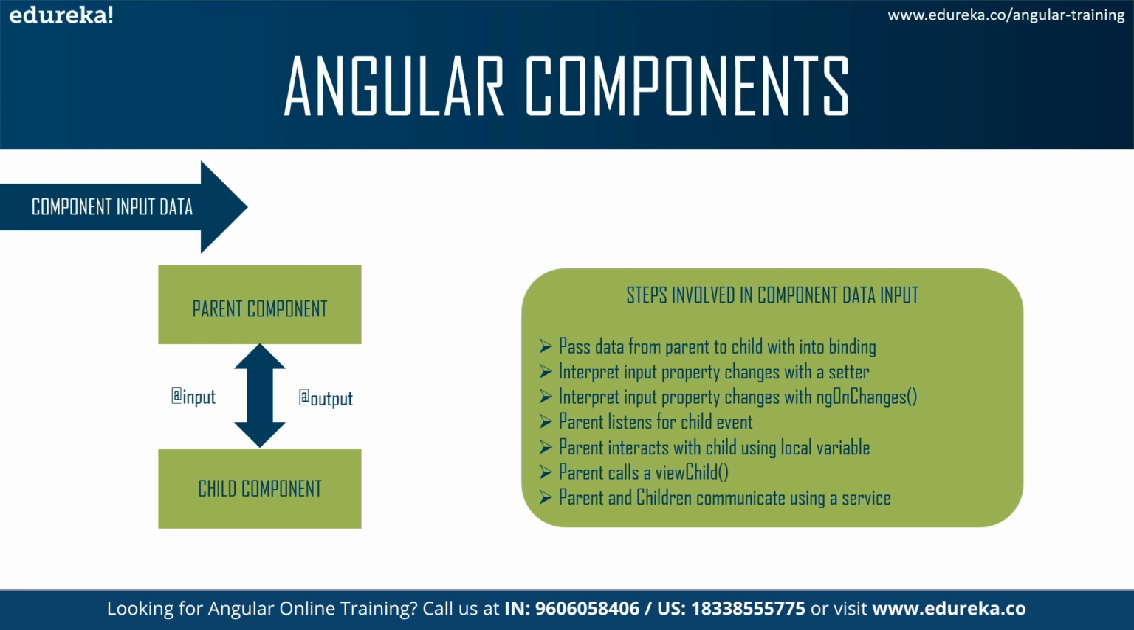Now, if you want to change any particular property, you use something called ngOnChanges. Now, parent always listens to a child's event. If you're creating any particular event in a particular child component, then the parent has to listen to it. Now, this is all done by a local variable. So, a local variable is created, and using that variable, your parent will interact with your child. Now, parent always calls the child by a view function. This is called ViewChild.